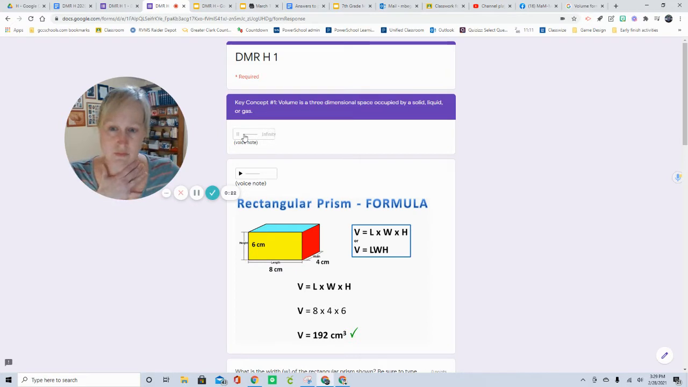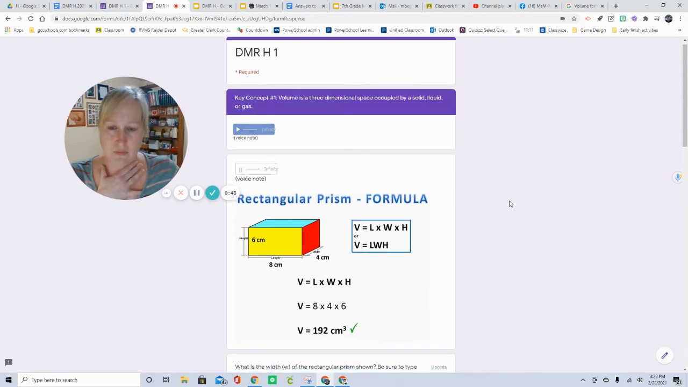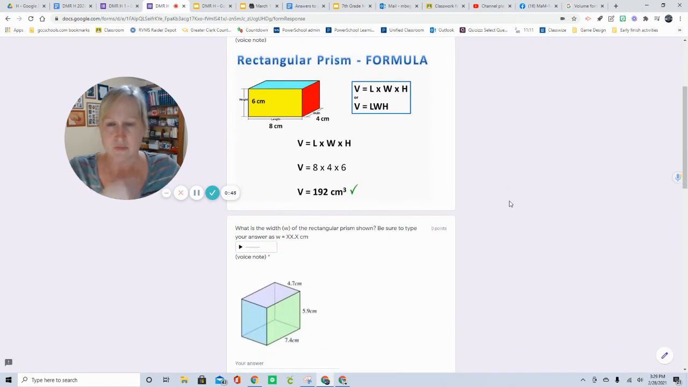So the first key concept that we're going to be dealing with is volume. Volume is a three-dimensional space occupied by a solid, liquid, or gas. So basically, it is the space that is taken up by an object. This next part doesn't ask you to do anything, but the formula for the volume of a rectangular prism is the length times the width times the height.